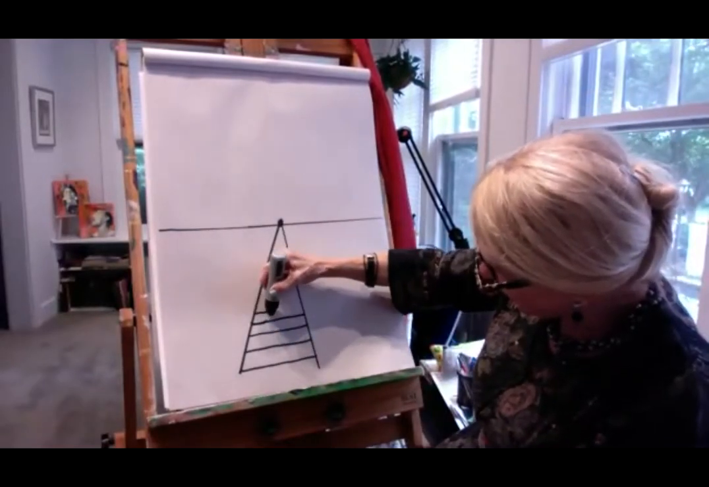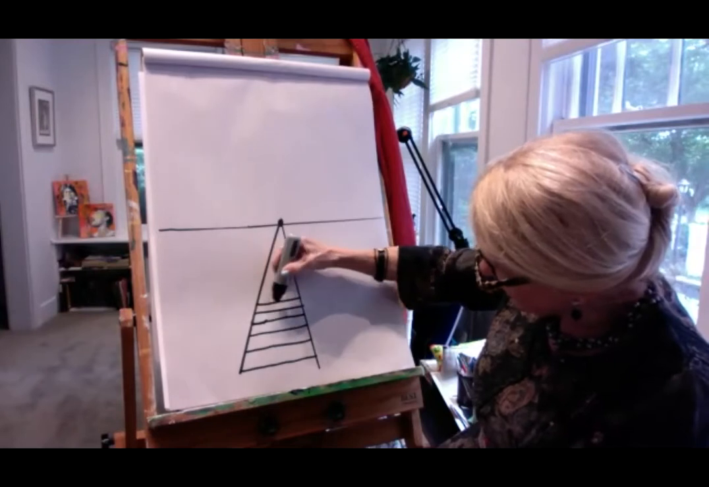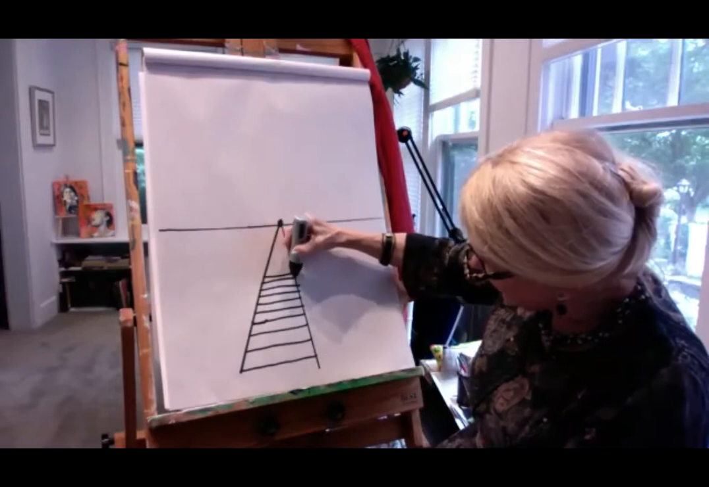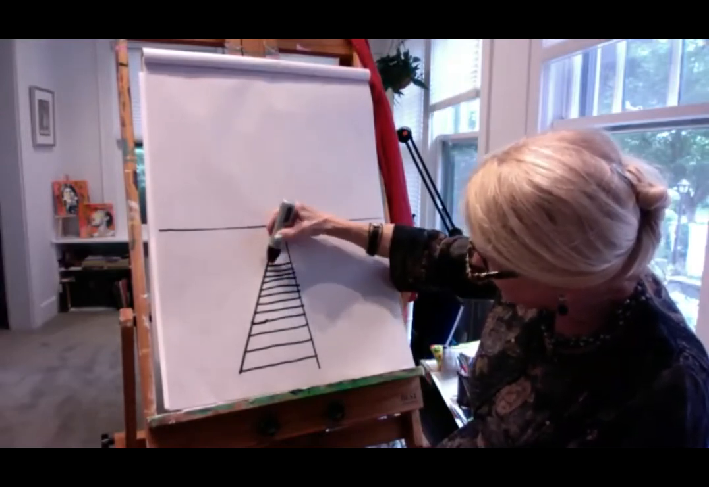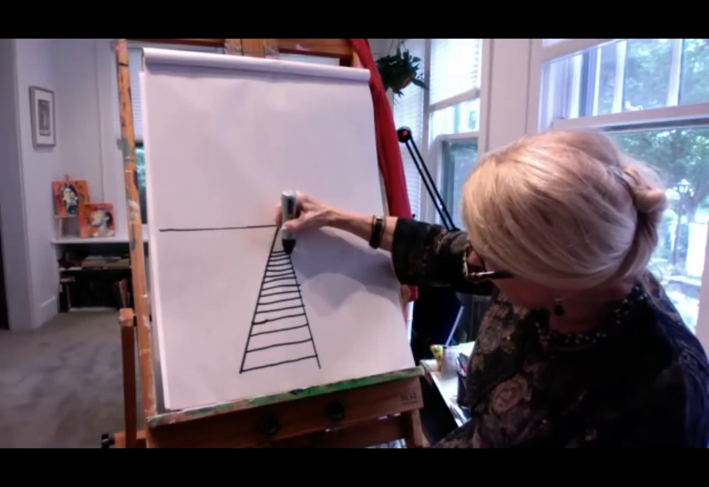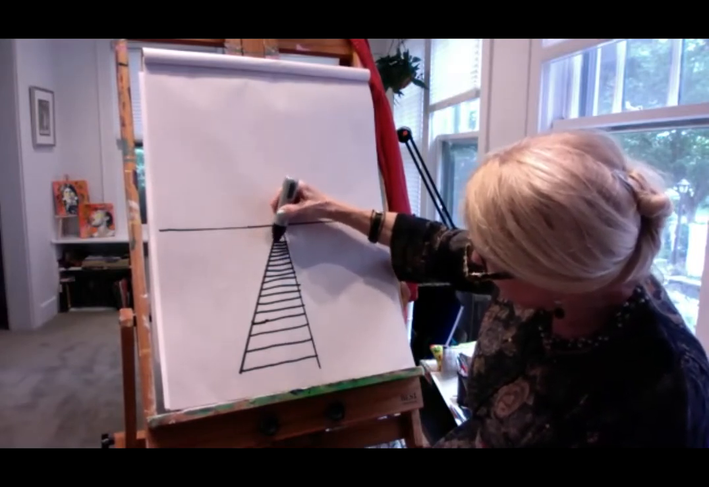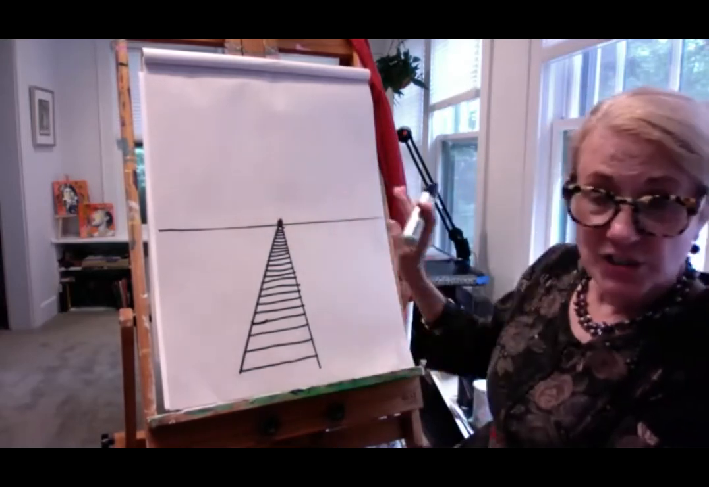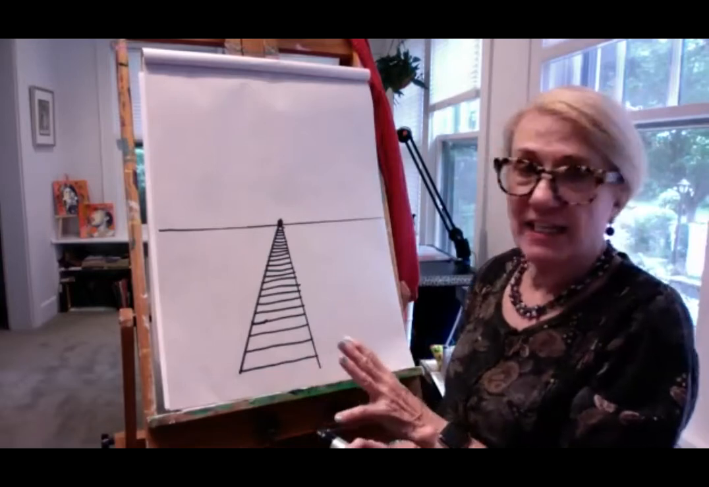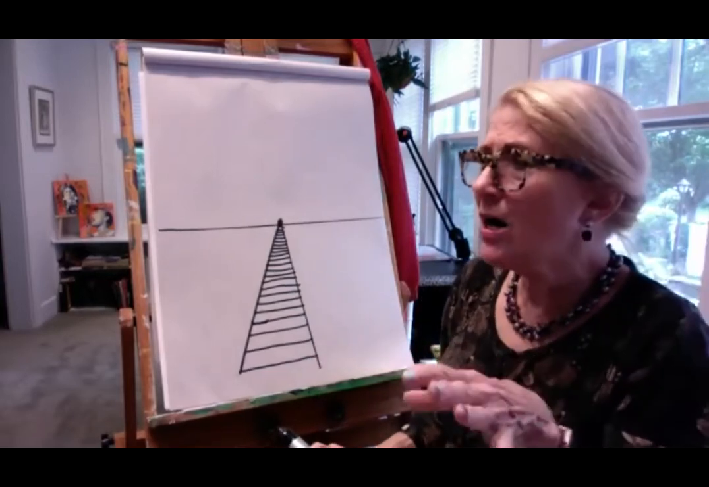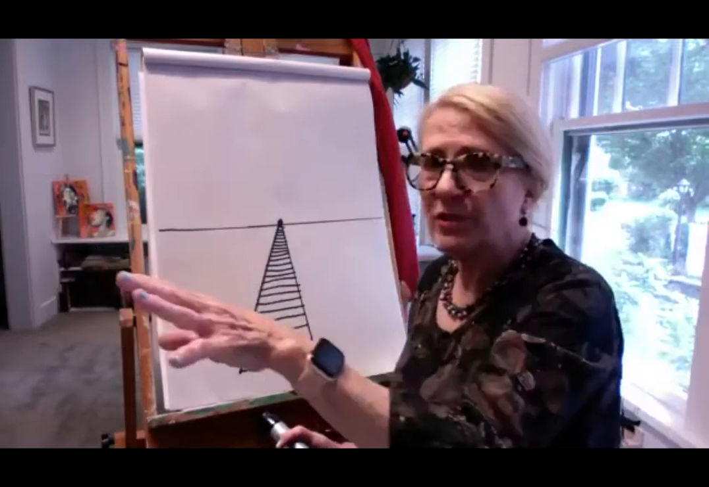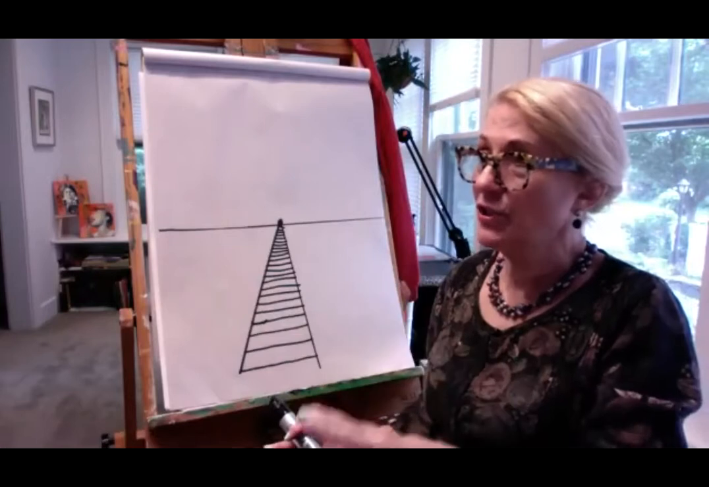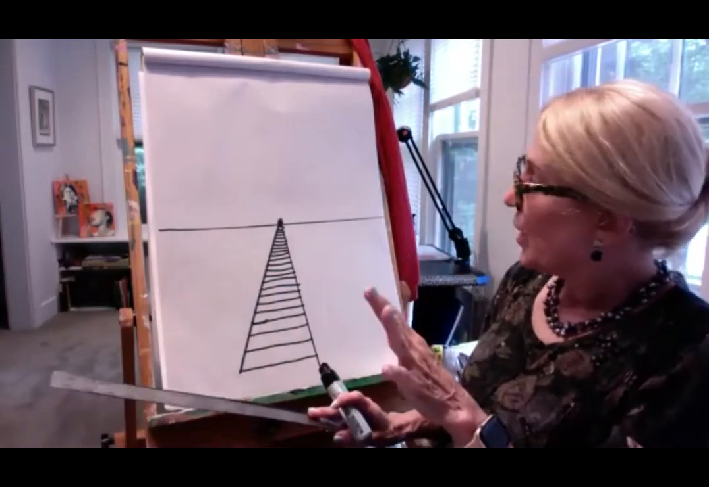As they go into the distance. And even if you imagine this as a staircase, the risers would also be getting closer and closer and closer as they recede into the distance. So now you're getting an idea of how to convey three-dimensionality on a two-dimensional surface.